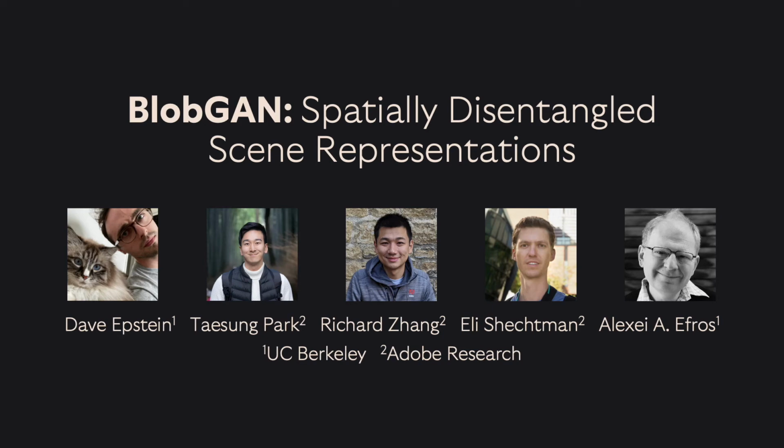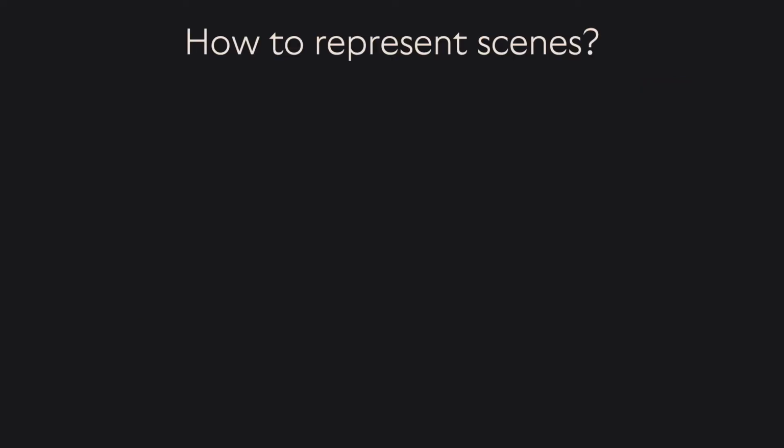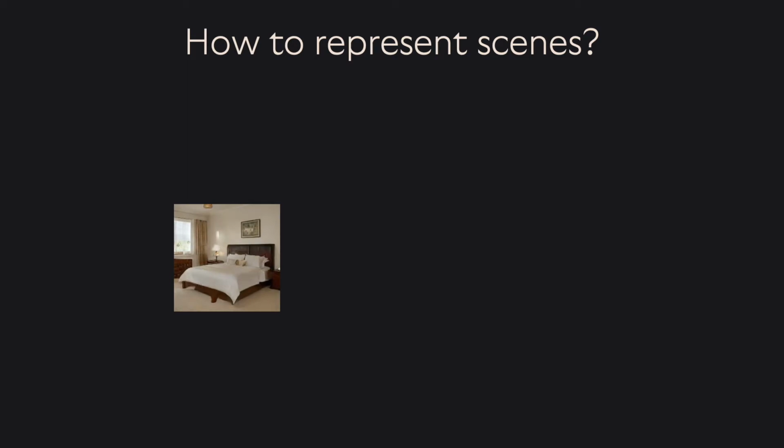We present BlobGAN, a new mid-level representation for generating and parsing images of scenes. Most current work in generative modeling focuses on images of solitary centered objects, such as the one shown here. However, in our day-to-day lives, most of what we encounter looks much more like this image on the right, a complicated scene filled with different entities interacting with each other. Representing these complex images has been an active area of research for decades in computer vision.